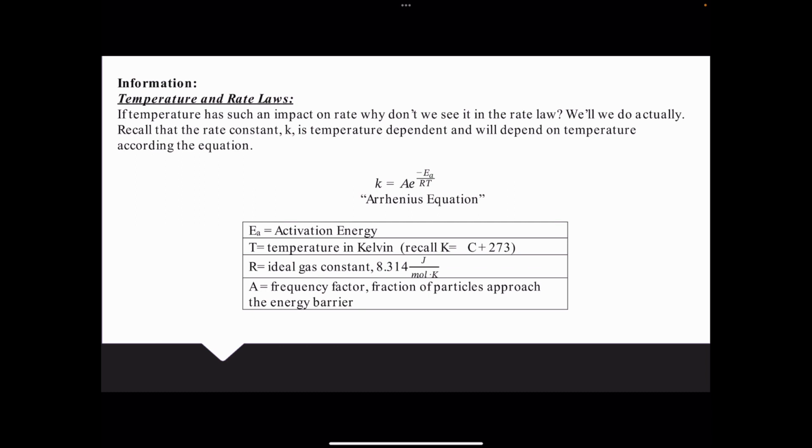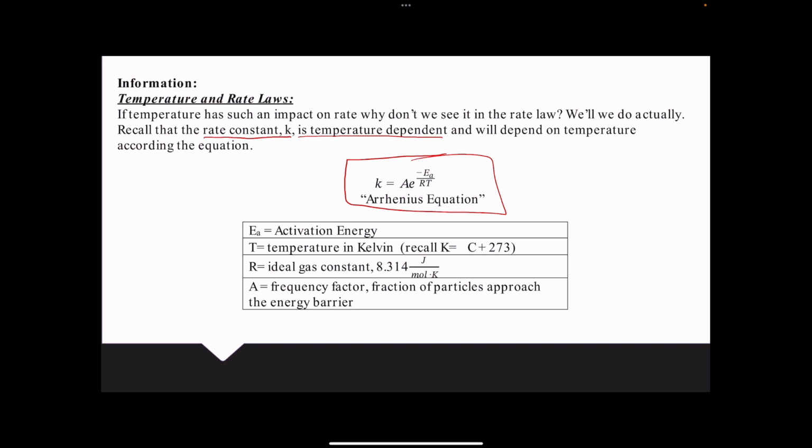So if temperature has such an impact on rate, why don't we see it in the rate law? Well, it's not overtly there, but we do actually see it there. Recall that the rate constant k is temperature dependent, and that k is temperature dependent based on the following equation. So we have this equation that says that k is equal to A times e to the negative Ea over RT. This equation is known as the Arrhenius equation.